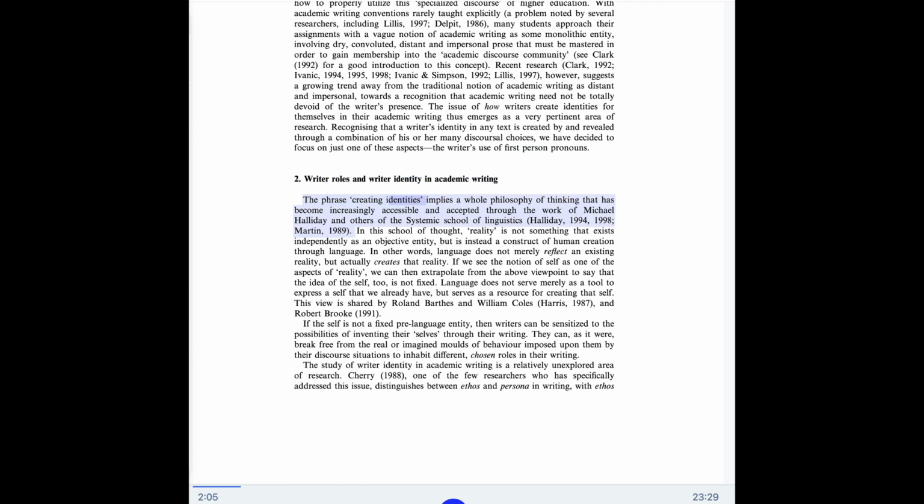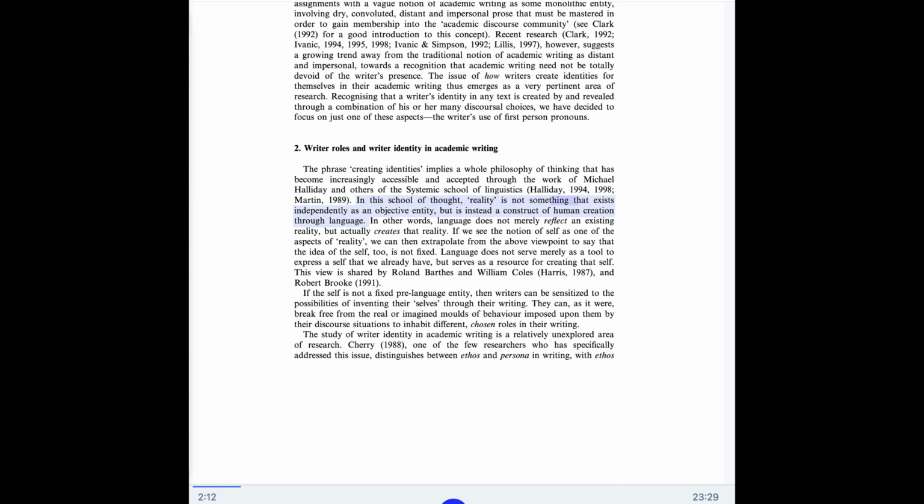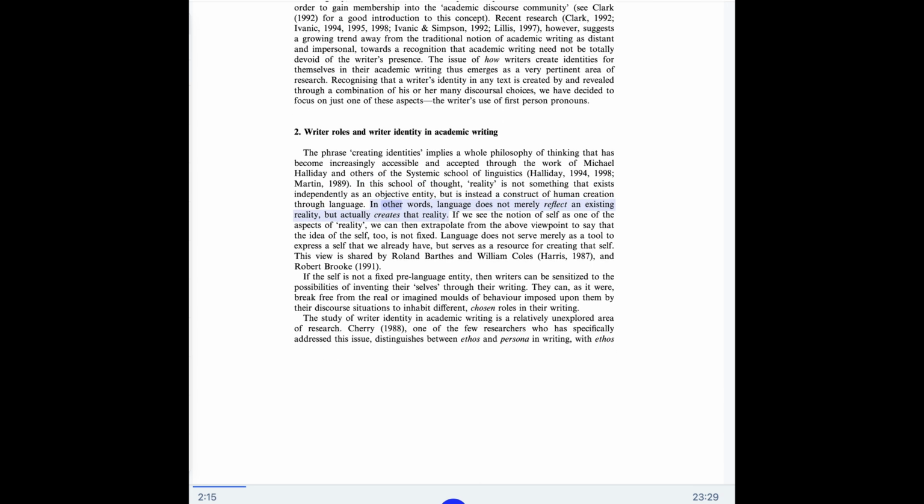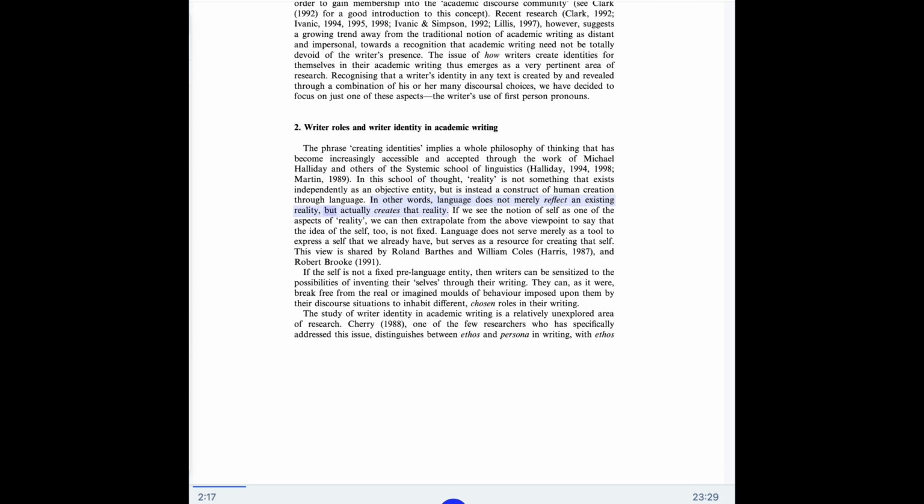Writer roles and writer identity in academic writing. The phrase creating identities implies a whole philosophy of thinking that has become increasingly accessible and accepted through the work of Michael Halliday and others of the Systemic School of Linguistics (Halliday, 1994, 1998; Martin, 1989). In this school of thought, reality is not something that exists independently as an objective entity, but is instead a construct of human creation through language. In other words, language does not merely reflect an existing reality, but actually creates that reality.